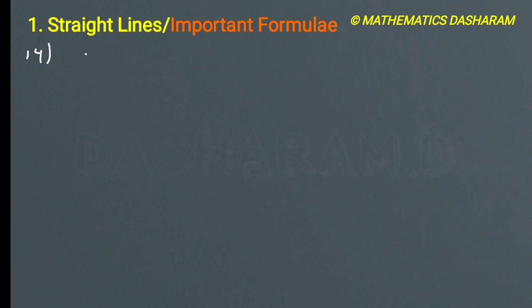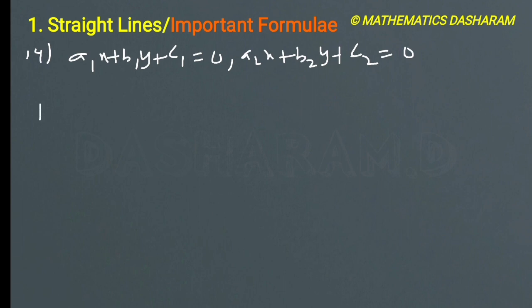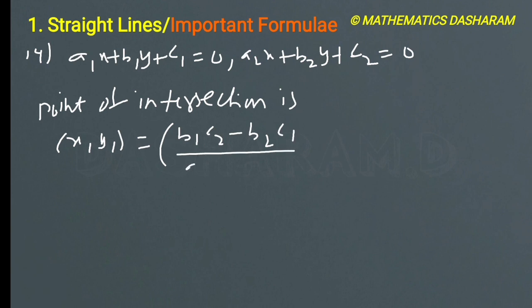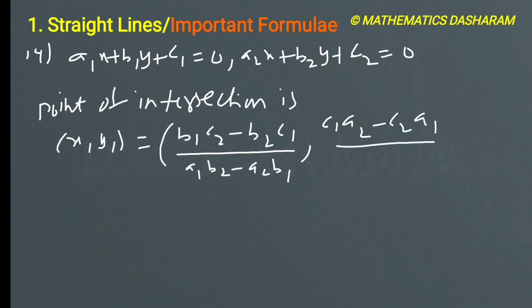Let's take the two lines a1x plus b1y plus c1 equals 0 and a2x plus b2y plus c2 equals 0. Then the point of intersection formula is, point of intersection means indirectly the solution x comma y. The x coordinate equals (b1 c2 minus b2 c1) divided by (a1 b2 minus a2 b1). Next, the y coordinate is (c1 a2 minus c2 a1) divided by (a1 b2 minus a2 b1).